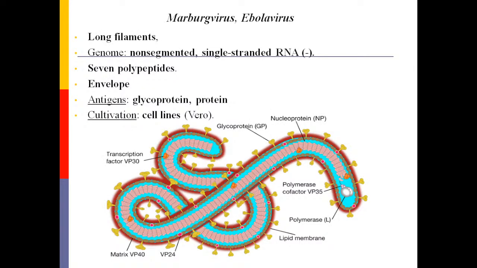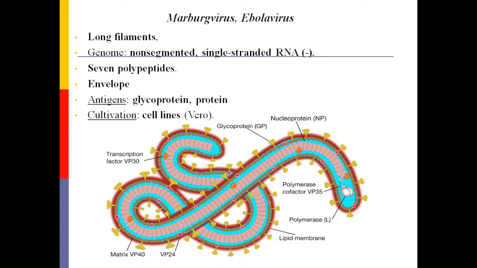Firstly, about their morphology. Their morphology is very interesting. They are long filaments. Look here, long filaments. So they are called filoviruses. Filo means filament, so filoviruses are long filament-shaped viruses. The genome is a non-segmented single-stranded RNA that is negative. They have seven polypeptides on their surface. These are enveloped viruses.